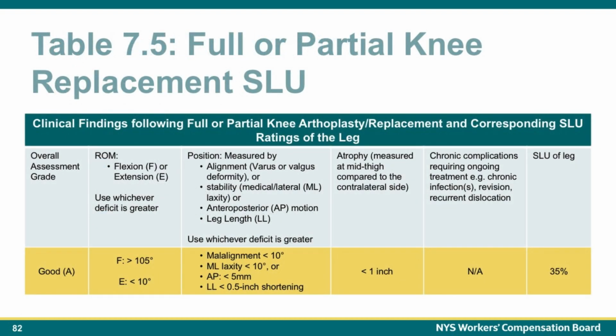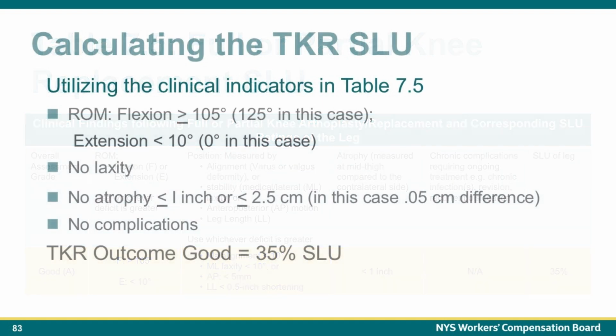The overall SLU percentage can be determined using Table 7.5, full or partial knee replacement, schedule loss of use. This can be found in Chapter 7 of the 2018 guidelines. You'll see that the patient's range of motion is greater than 105 degrees and extension is less than 10 degrees. These values fall into grade A, or good. There's no rotation or atrophy, so this patient is fully in the good category. This would make the SLU for the patient 35%.